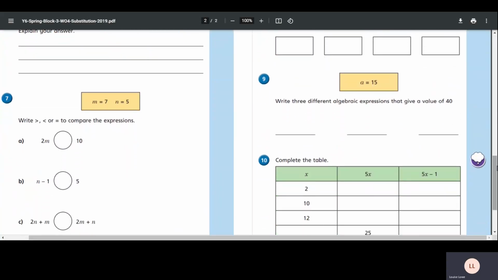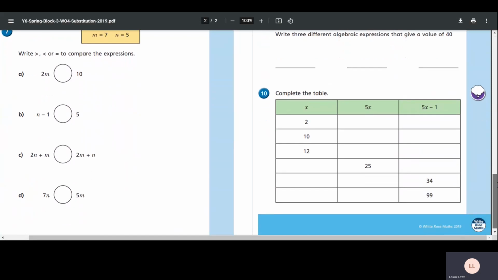This time, if A equals 15, you've got to write 3 different expressions that give you a total of 40, okay? And you've got only that A equals 15. So obviously it's got to have A in it somewhere, okay? Have a go. There's lots of different answers for that one. So just have a little go.